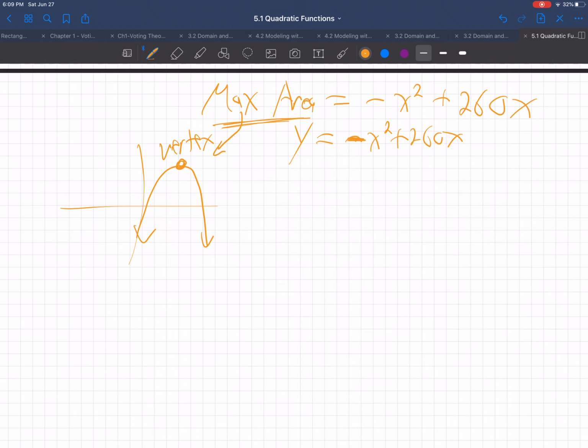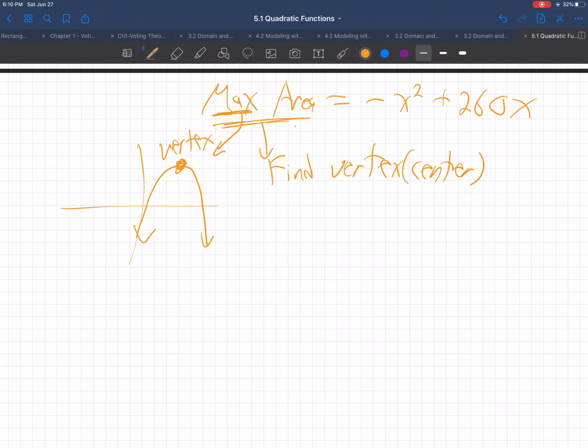You see, the highest point of the parabola, a U shape that goes down, like this one does because it's got a negative in the front, opening downward. The vertex, the center, is where the highest point, the maximum, is going to be. So when they want us to maximize this area equation, really what we need to do is find the vertex, the center, because that's the highest point in a parabola that goes downward.